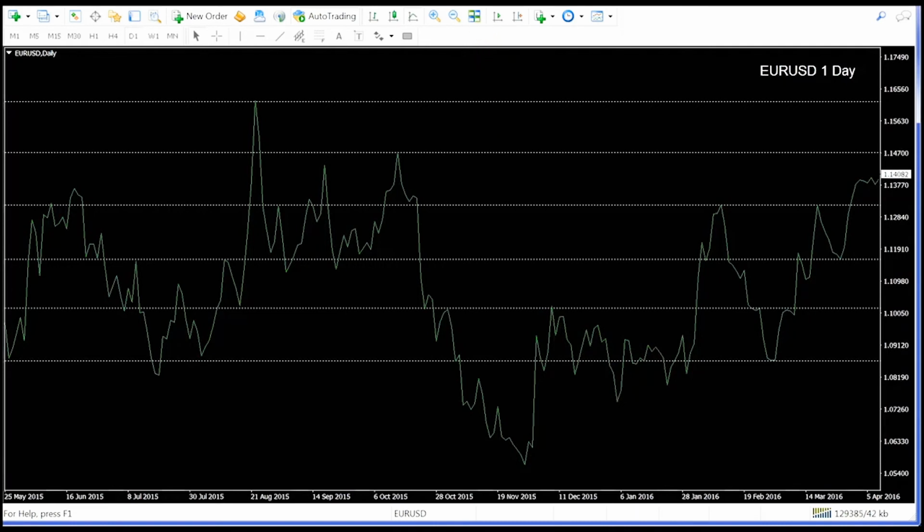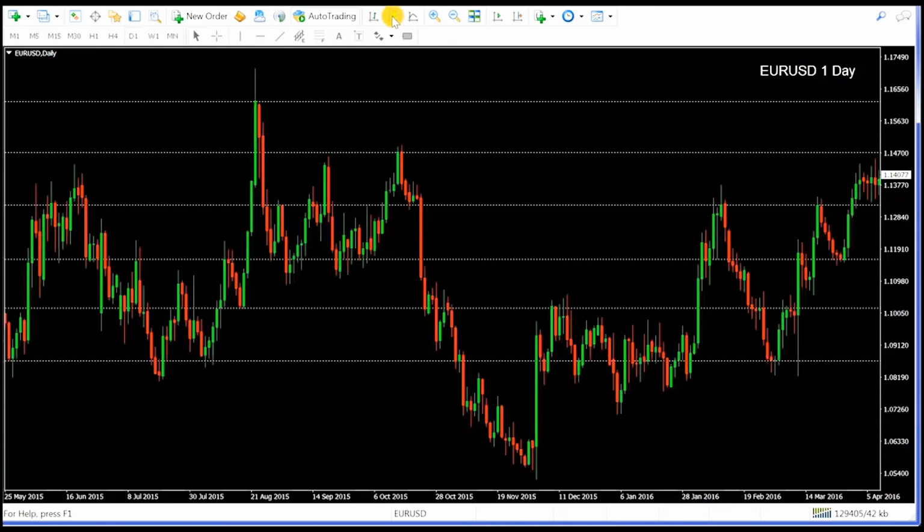Now the trick is not to place too many lines. Of course, we don't want so many lines on the chart that we're not going to be able to trade, but the key turning points or levels that have been respected more than once. And once we've done that, we toggle back to the candlestick chart and everything becomes a lot clearer.